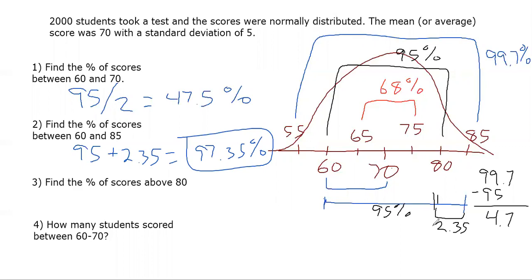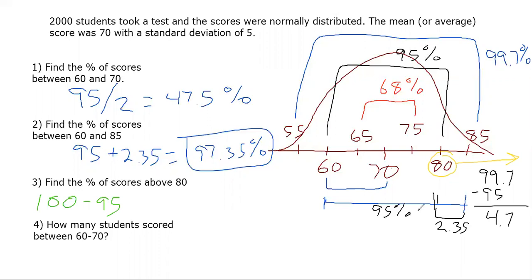So for this third one, we want to find the percentage of scores that are above 80. So then what we're looking at, I'm going to use a yellow color here. We want to start at 80 and go to the right. We want everything above that. Well, if we look at this, instead of adding stuff up, maybe we subtract some stuff. I'm going to start out with the 100%, which would include all of our data.